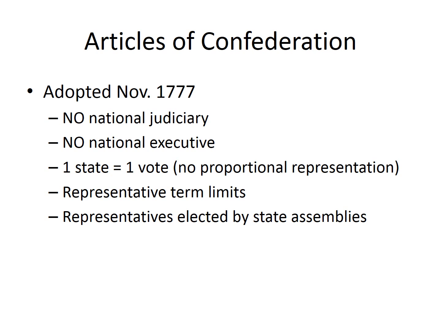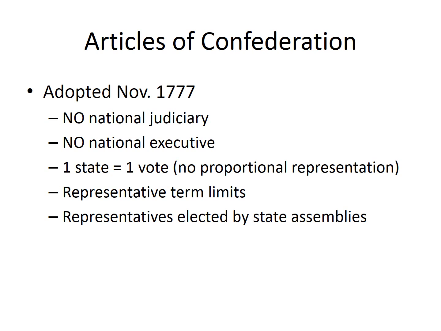As to the Articles themselves, they are adopted in November of 77, but not ratified until 81. This is in the middle of the Revolution. They call for no national judiciary. Any judicial authority will be reserved to the state governments. There will be no national executive. There will be a chairperson, a rotating chair of the Confederate Congress. Each state will take a turn for one year to chair the Confederate Congress, to serve as the chairperson.